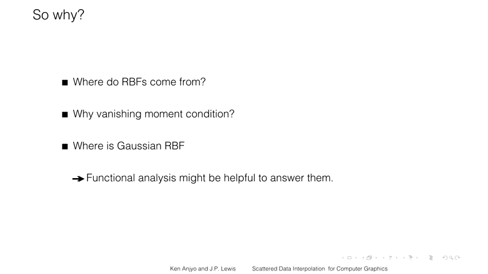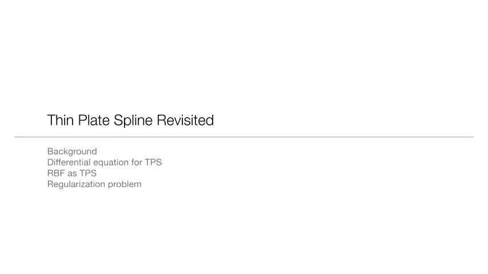So where do RBFs come from, and why do we need the vanishing moment condition? And what happens in the case of Gaussian RBF? They don't need to add a polynomial term. We can explain this with ideas taken from functional analysis in mathematics.